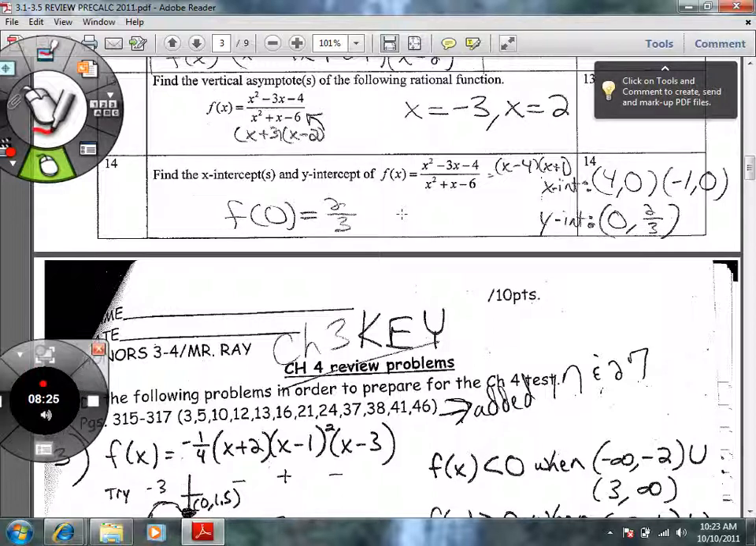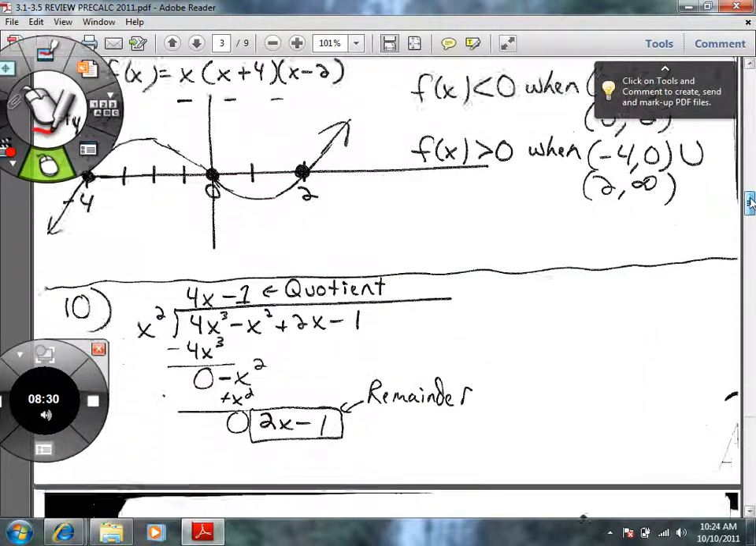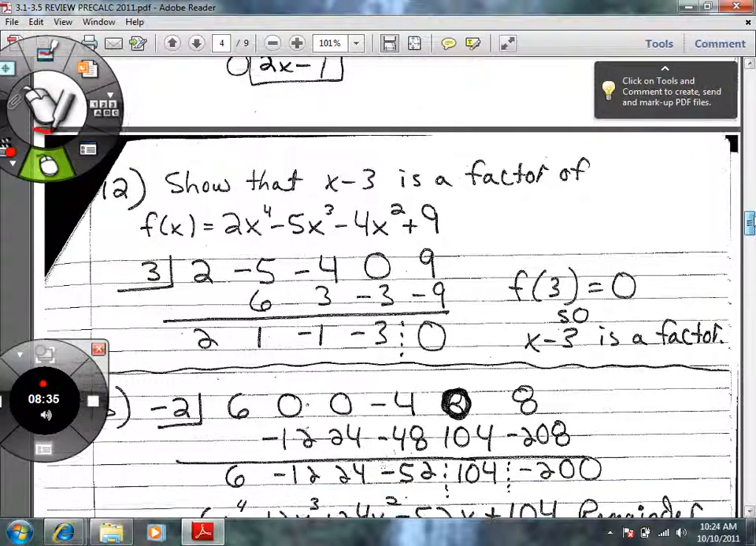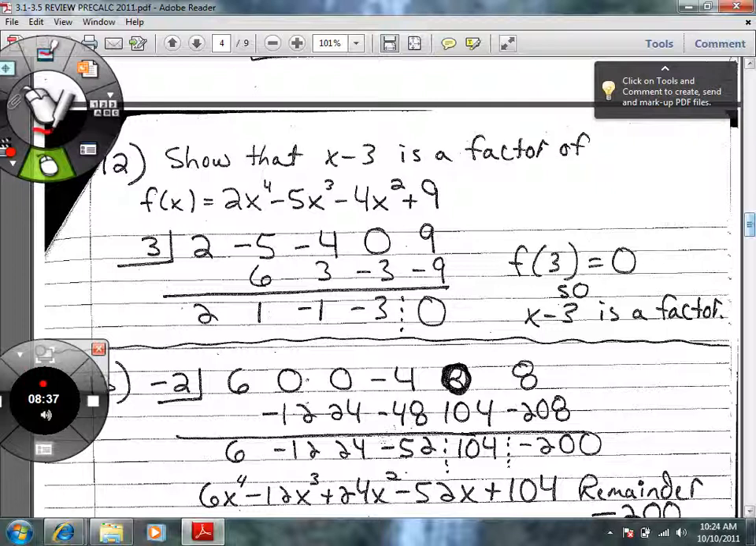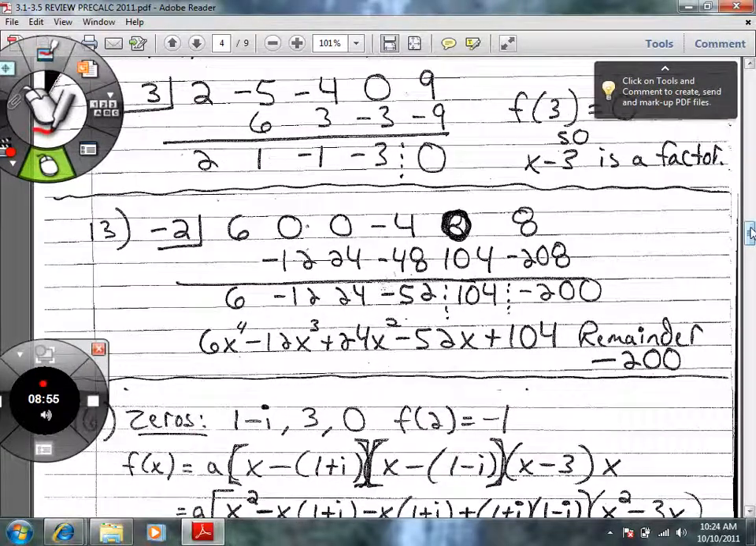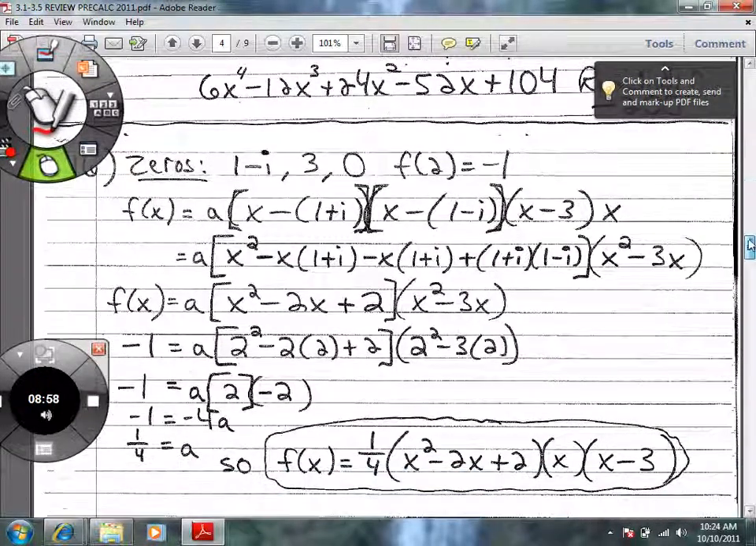All right. So good enough, I think. Let me see if there's anything else here I want to talk about. A little more of the same. Show that it's a factor. Whenever you want to show something's a factor, you just take the 3, put it in the box. That 3 is a 0, by the way. The factor associated with that 0 is x minus 3. So we do synthetic division, that's one way, and we come up with a 0 remainder. So we say, hey, 0 remainder, therefore it's a factor. Okay. Number 13, that was just a little synthetic division.